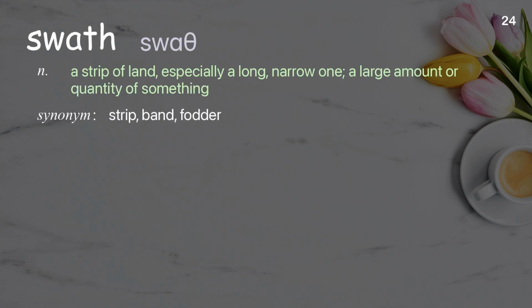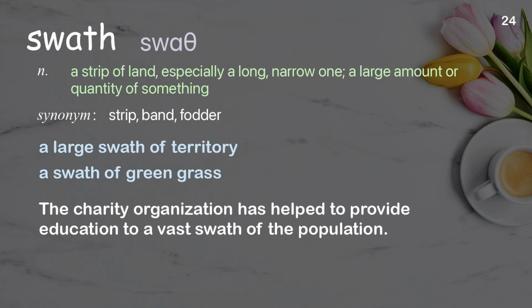Swath. A strip of land, especially a long, narrow one, a large amount or quantity of something. Examples: A large swath of territory. A swath of green grass. The charity organization has helped to provide education to a vast swath of the population.